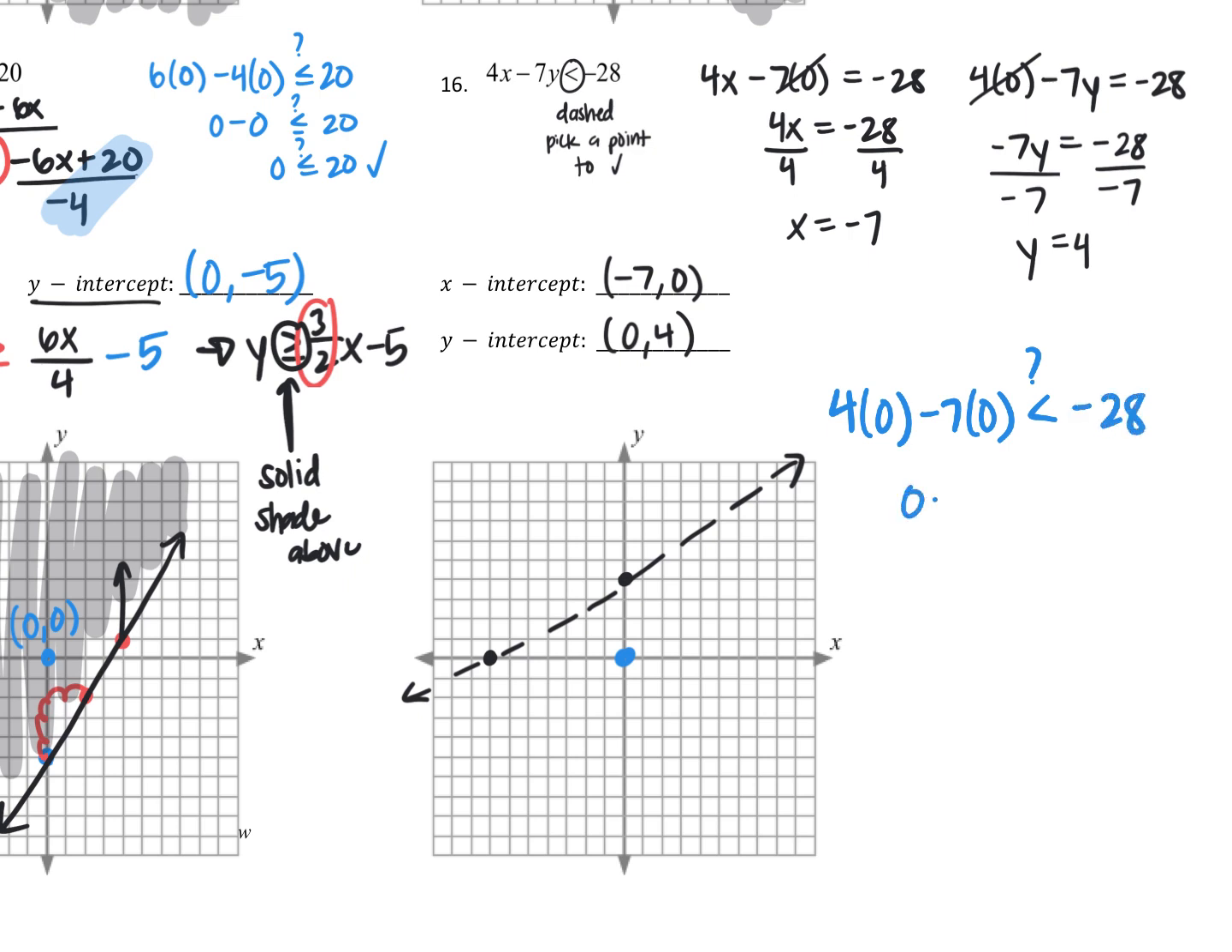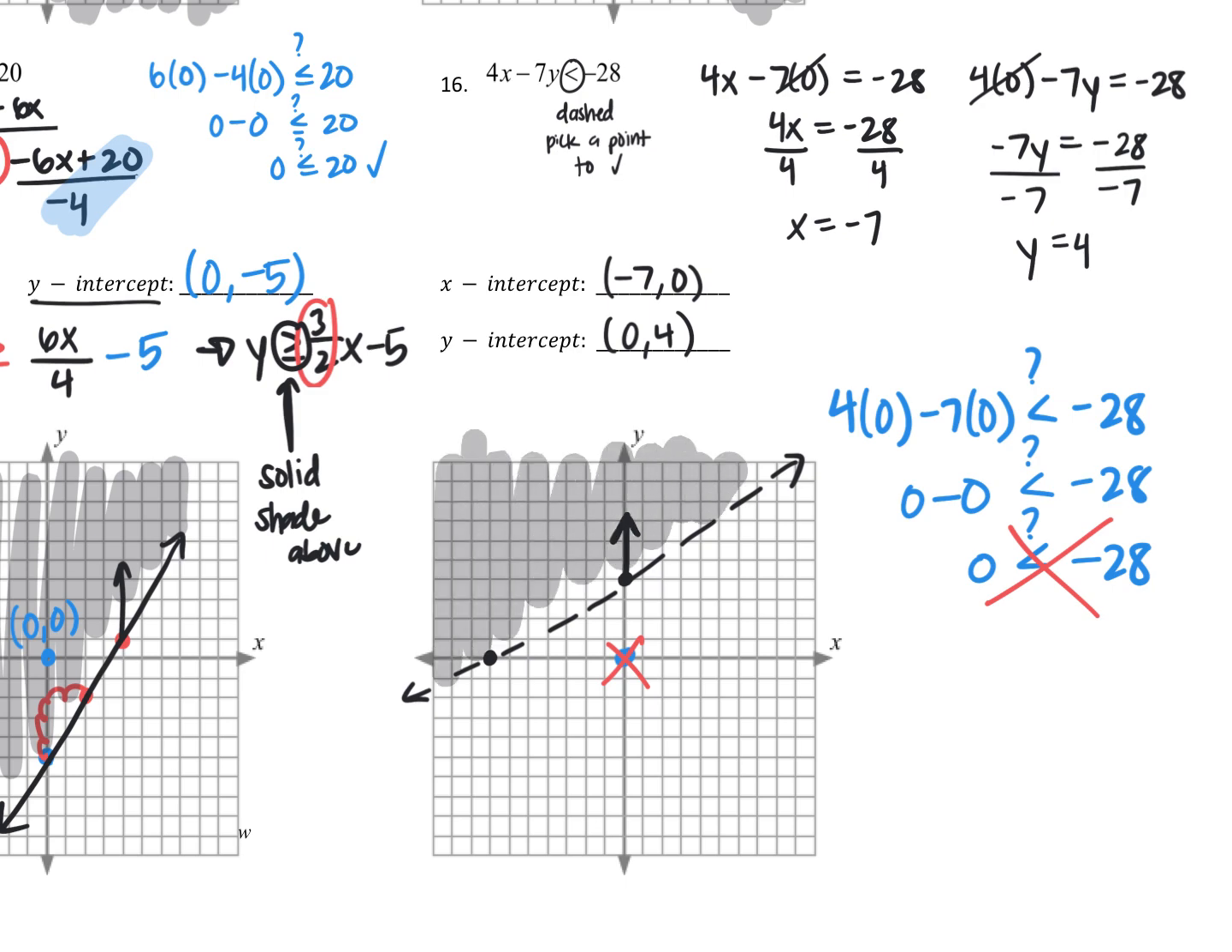Well, this becomes 0 and this is 0. So is 0 less than -28? That is not true. So we are not going to shade on this side. We are going to shade on the opposite side. Everything above the line here is going to make that inequality true.